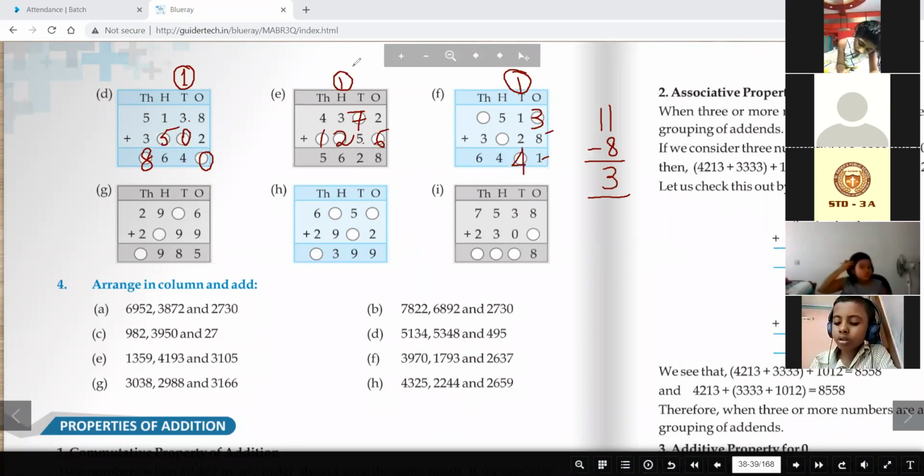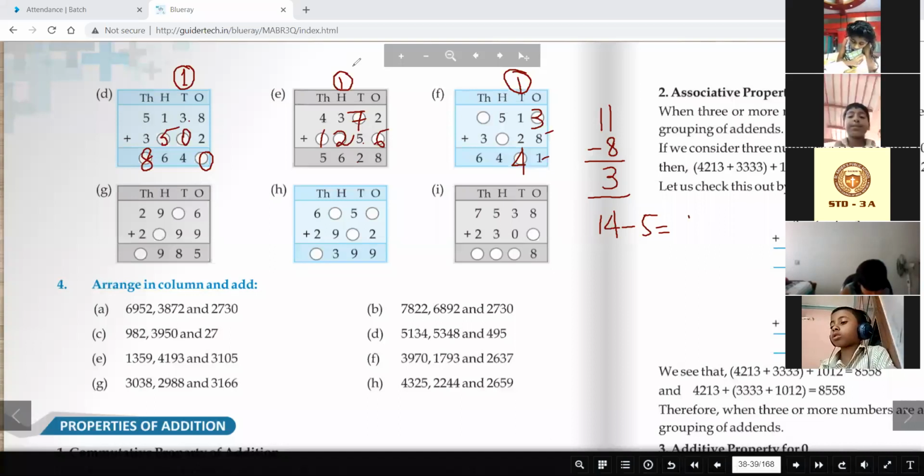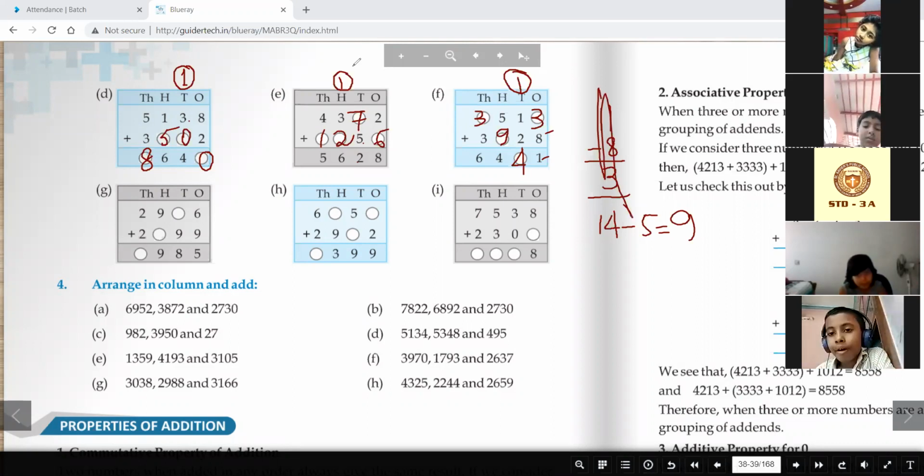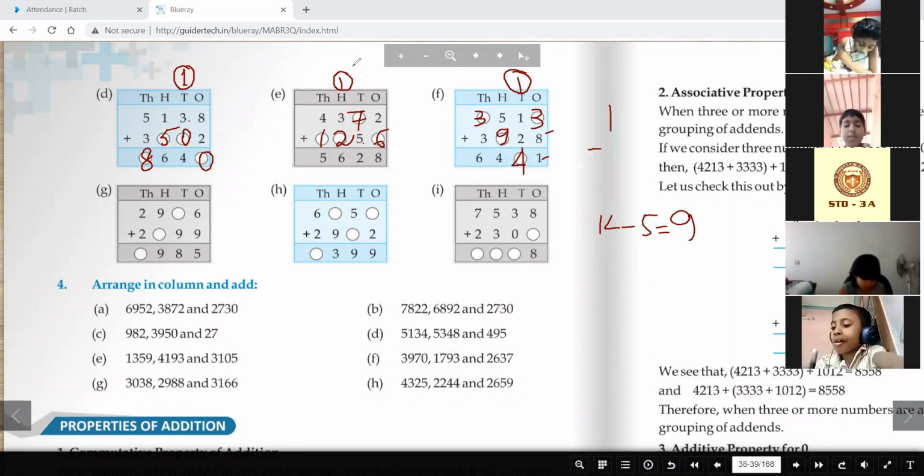Okay, now here coming to the 100 place, 5 and 4 is there. 14 minus 5, it will come as 9. Here you have to put 9. Okay, now this is very easy. 3 plus 3 equal to 6. So this sum you will write.